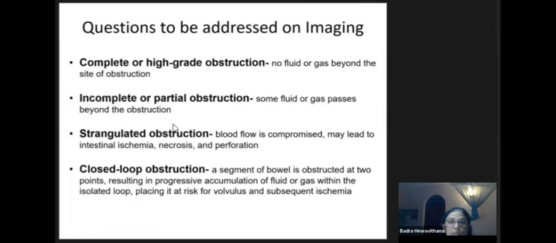Then strangulated obstruction, which may lead to ischemia of the intestine. So, is there any evidence on the X-ray? Intestinal ischemia, necrosis, or perforation. And then we may see closed loop obstruction, such as volvulus, which may lead to subsequent ischemia. So these are the questions that should come to your mind when you are even looking at the image.